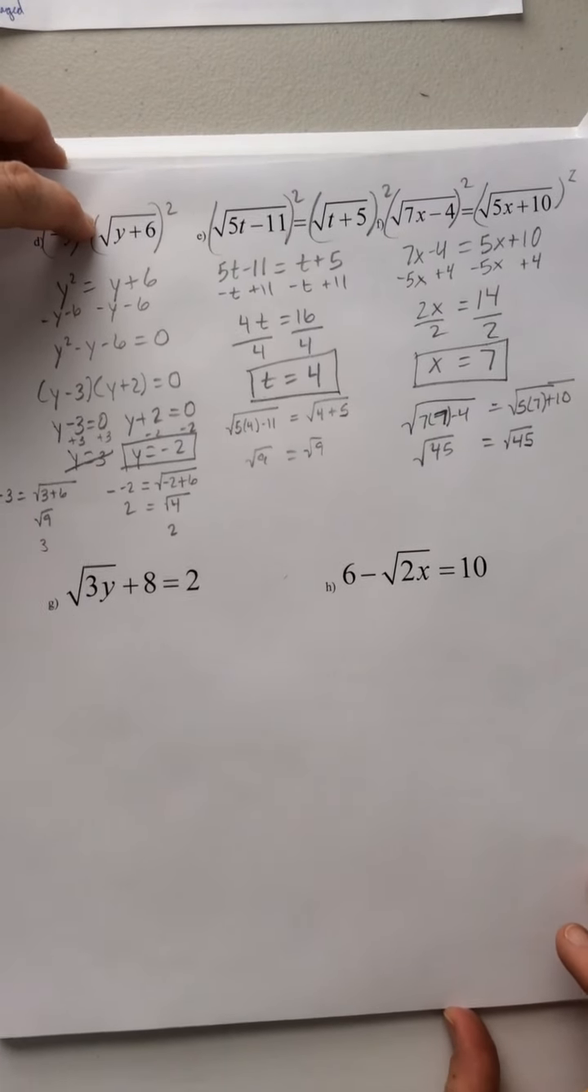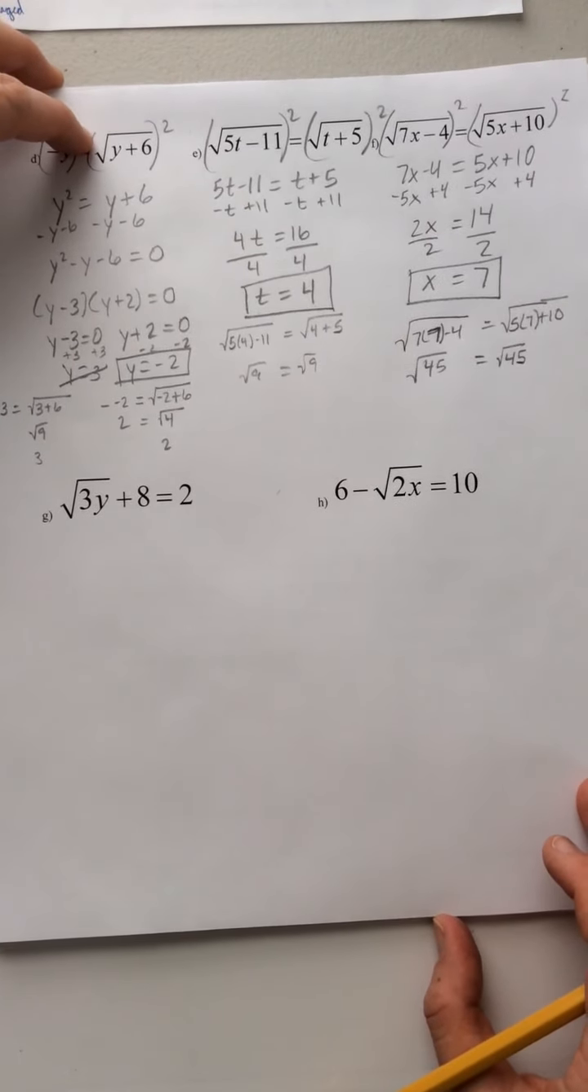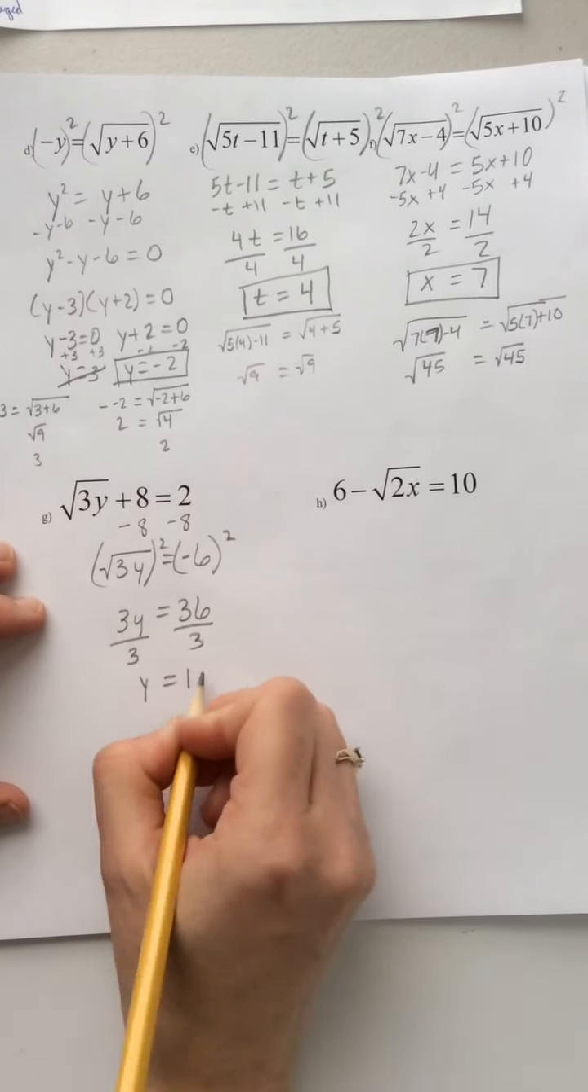So x equals 7 is our answer. So now on these bottom two, be careful. Sometimes weird things happen. So I'm going to start by subtracting the 8. We got to isolate that radical, get it by itself. Then I'm going to square both sides. So we get 3y equals 36. Divide by 3, and y is 12.